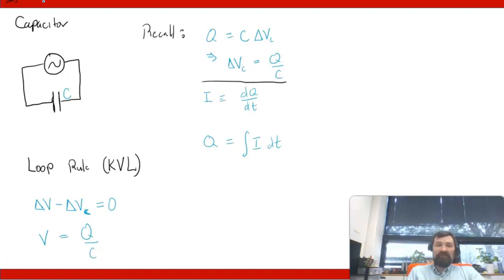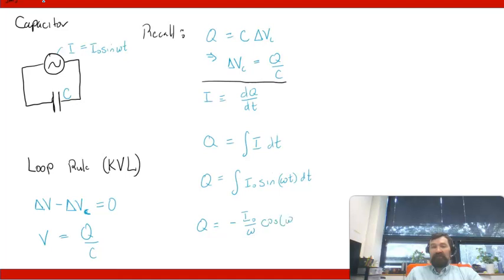Remember that this AC source is putting out some current. I is equal to I0 times sine omega t. Thus, Q is the integral of I0 sine omega t dt. Or in other words, Q is equal to negative I0 over omega times the cosine of omega t. So that gives you your charge at any given time, given maybe some initial charge parameter.